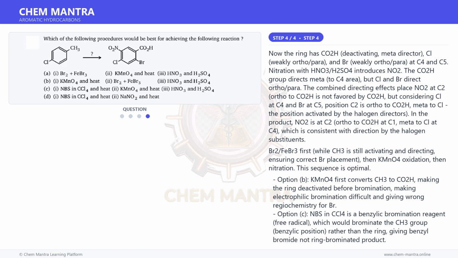KMnO4 first converts CH3 to CO2H, making the ring deactivated before bromination, making electrophilic bromination difficult and giving wrong regiochemistry for Br. Option C. NBS in CCl4 is a benzylic bromination reagent, free radical, which would brominate the CH3 group, benzylic position, rather than the ring, giving benzyl bromide, not ring-brominated product. Option D. NBS gives benzylic bromination, then NaNO3 with heat is not a standard nitration procedure for aromatic rings.